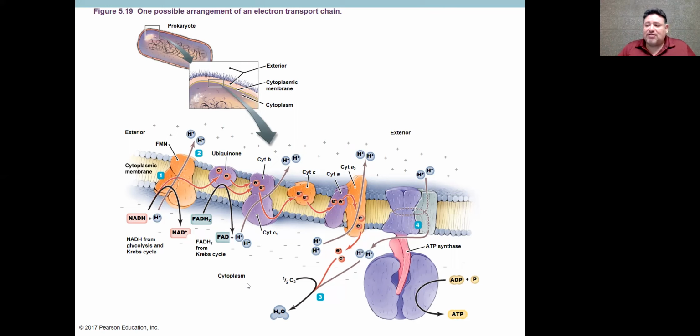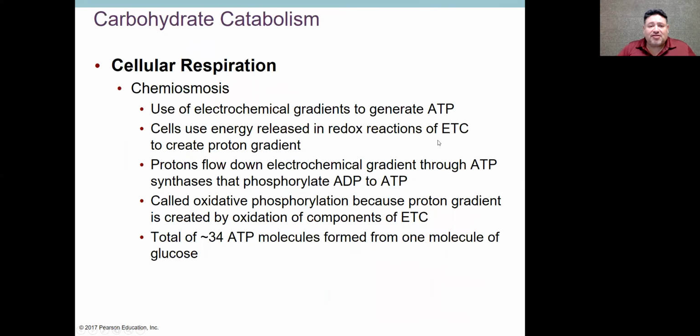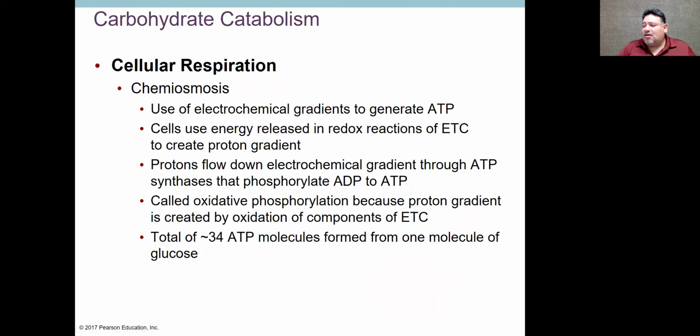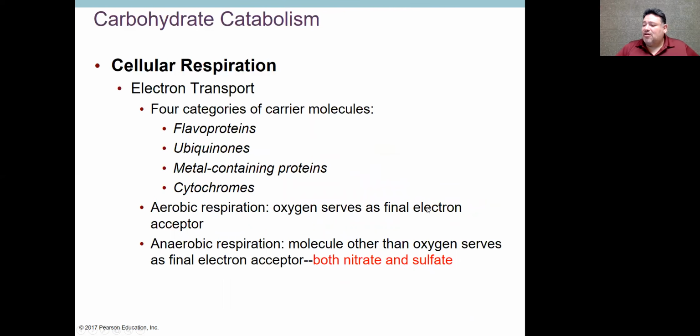So you might ask yourself, how is it possible for a microorganism to carry out anaerobic respiration in the absence of oxygen? And it turns out that oxygen is not the only electron acceptor. For bacteria, there are two additional molecules or elements that will pick up electrons. One of them is nitrate, and one of them is sulfate.